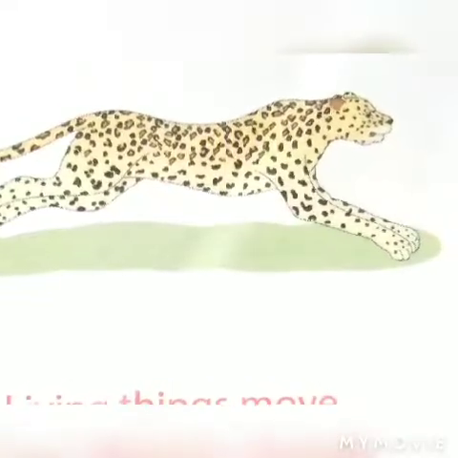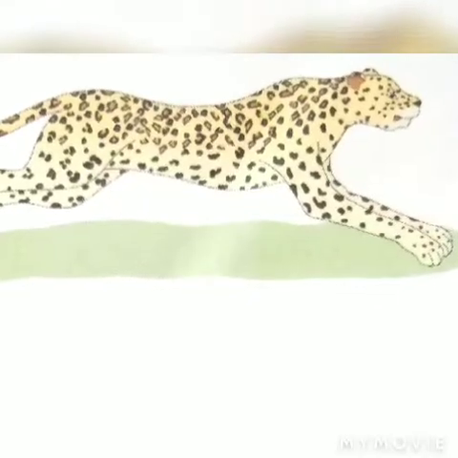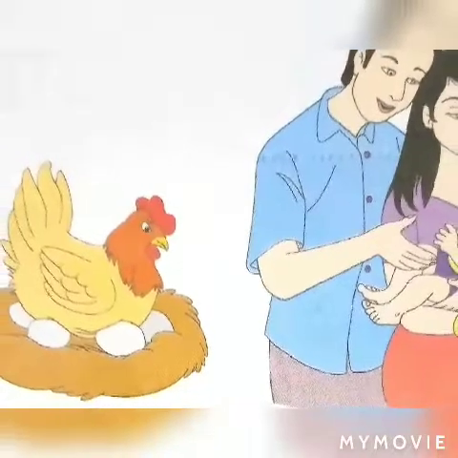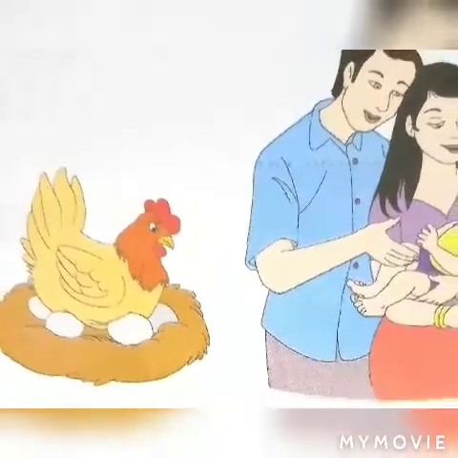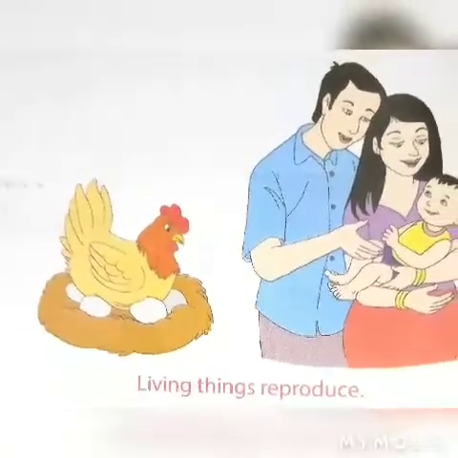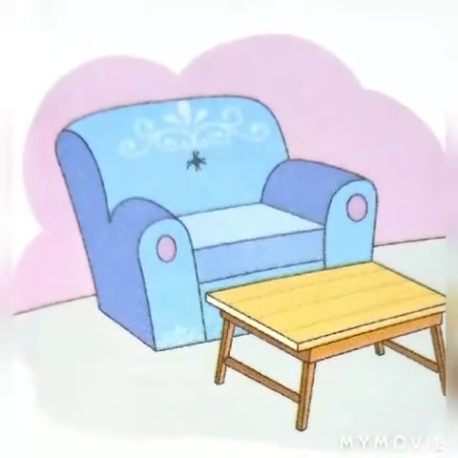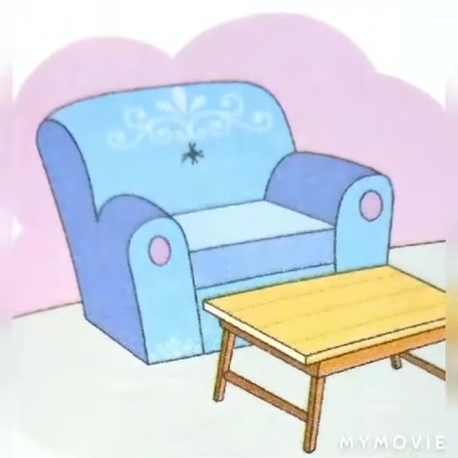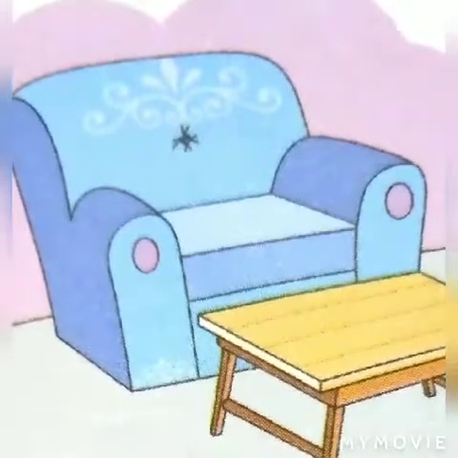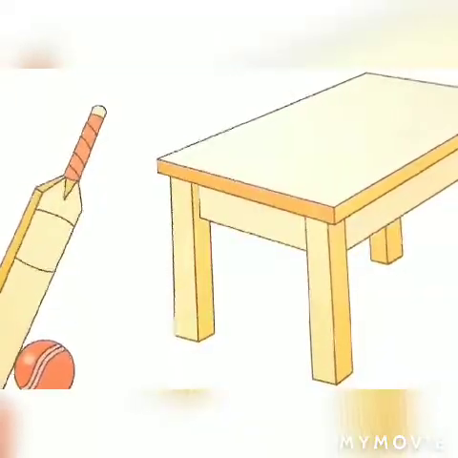Number one, living things breathe. This is called breathing. We all breathe. Without breathing, we cannot survive. Living things need to breathe. Now, what is breathing? Breathing is a process by which we take in and give out air. That is called breathing. So, the first and foremost characteristic of a living thing is that living things breathe.